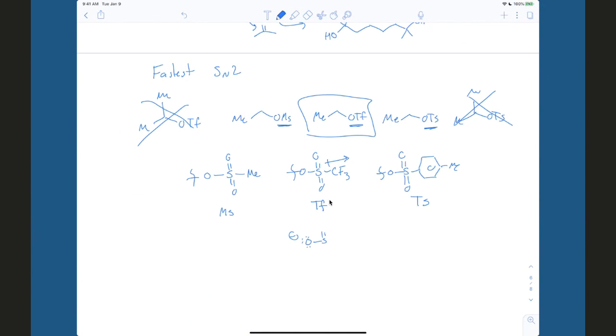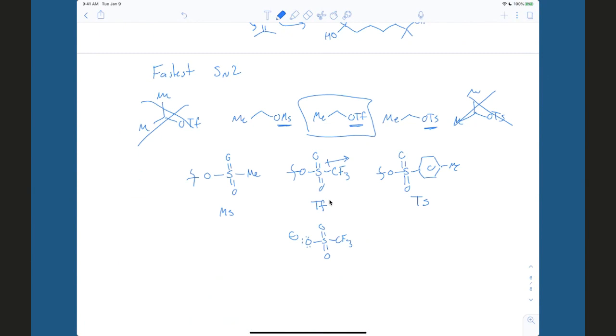This leaving group is going to be very stabilized because we have this awesome electron withdrawing group on it. So it's going to be able to really take electrons away from the O minus. And at the same time, it'll even polarize the neutral compound because now this bond wants to break more.